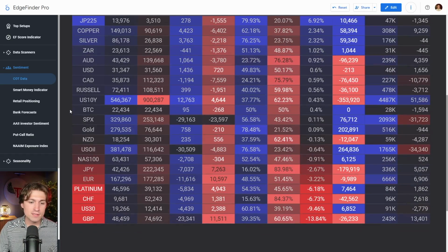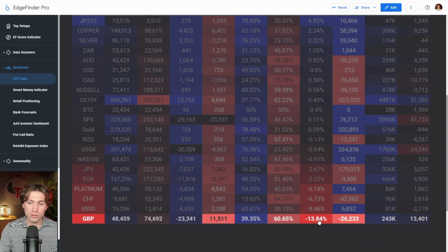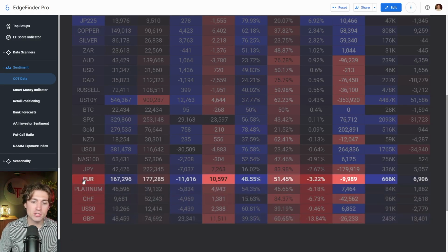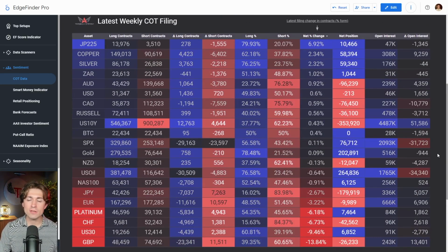Now, we also have things that they've sold the most of, and in this case, you can see the Dow Jones got sold pretty heavily, the British pound got sold aggressively, the Swiss franc got sold, platinum. These are pretty dramatic shifts. And when we see these big dramatic shifts, that could tell you as a trader that perhaps look out for some of these moves to materialize or even continue in the markets.